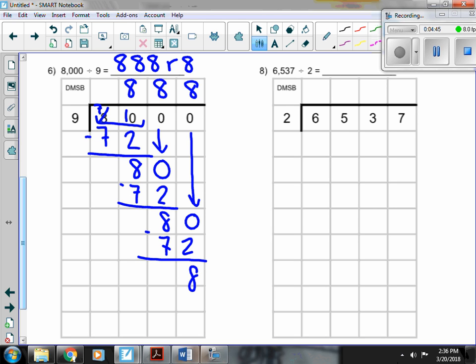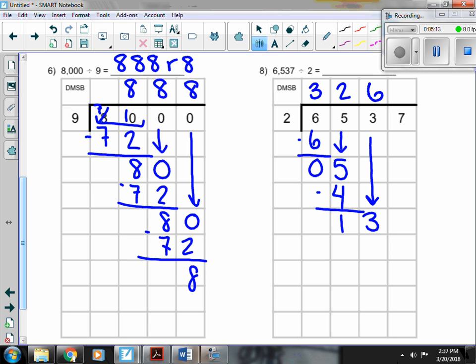And for my last one, 2 goes into 6 3 times, and 3 times 2 is 6, so there's no remainder on that part. And then I bring down my 5. 2 now goes into 5 twice, and 2 times 2 is 4. And then I subtract, 5 minus 4 is 1. And I bring down my 3 and start again with my new number. Now 2 goes into 13 6 times. 6 times 2 is 12. I subtract and I get 1.